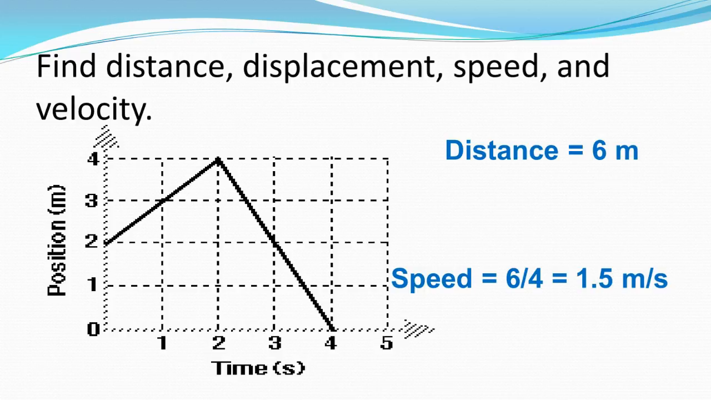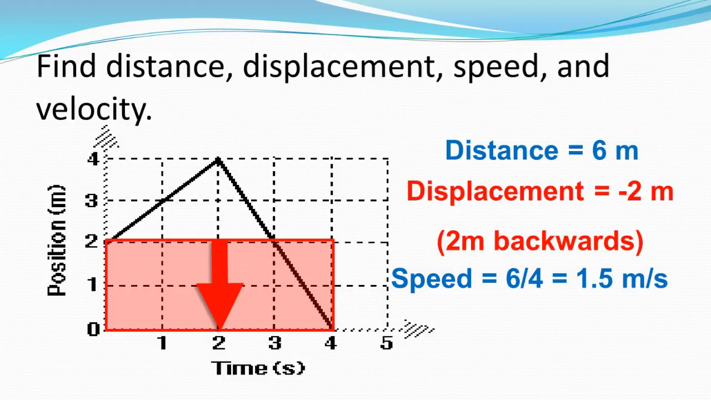My initial position is at 2 meters. My final position is at 0 meters. I went from 2 all the way down to 0. Now to get there, I did go 2 forward, 4 backwards, but we're only looking at the distance between start and end. In this case, it's 2, but it's 2 in the negative direction, the backwards direction. So my displacement is negative 2 meters, or 2 meters backwards.